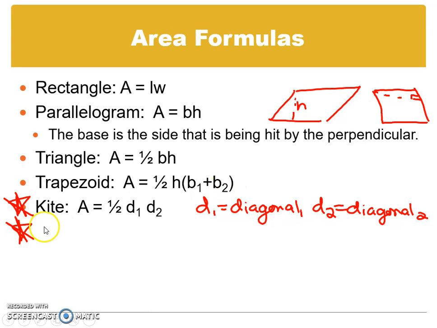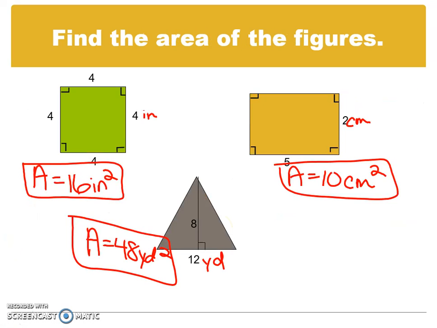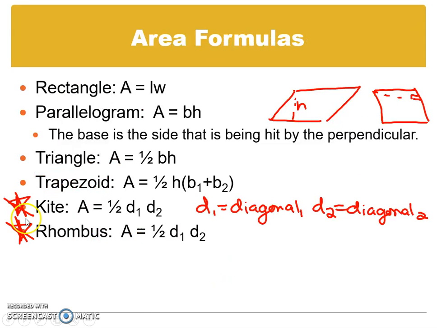Kite: the formula is area is half D1 D2. D1 stands for diagonal 1. Please write this. D2 stands for diagonal 2. Can you guys write this in your notes? Rhombus: area is half times D1 D2 also. So they have the same formula. Put a star on these two because those are new formulas, okay?